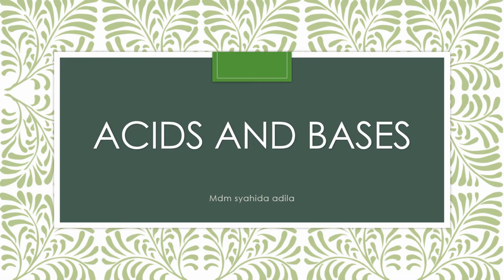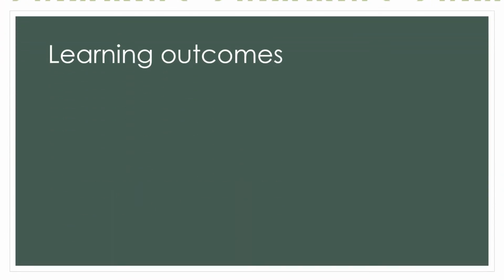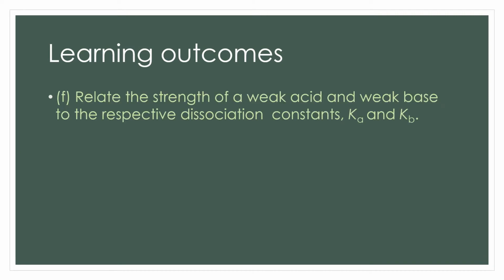Hi. So today we're going to cover acid and base for the next learning outcome. The learning outcome I'm going to cover is F: relate the strength of the weak acid and the weak base to the respective dissociation constant Ka and Kb. Ka refers to the dissociation constant for the acid, Kb refers to the base.